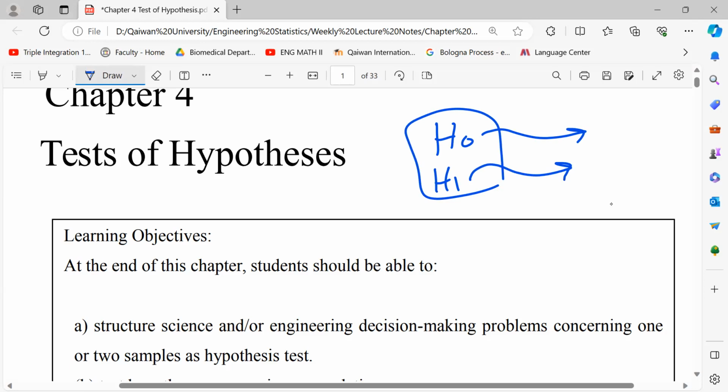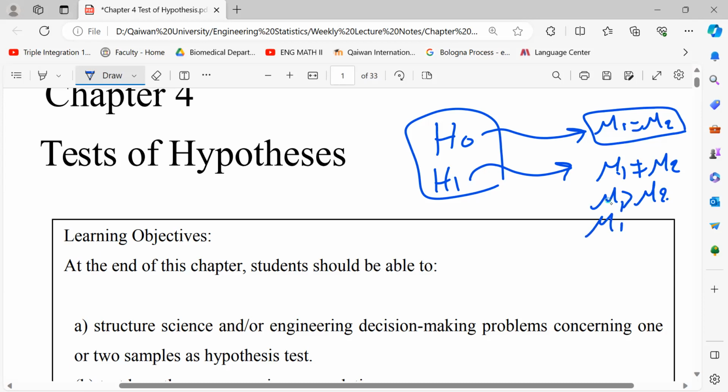For example, in the difference of two means, let's say H0 is mu1 equals mu2, and H1 states that mu1 doesn't equal mu2, or mu1 is greater than mu2, or mu1 is less than mu2. We have these three cases. Okay.